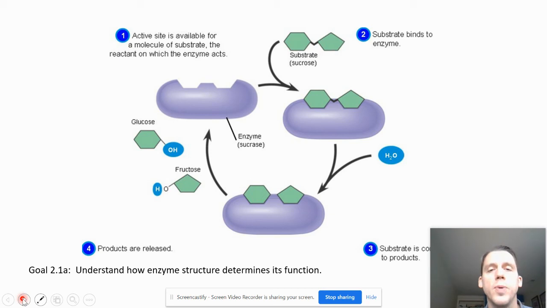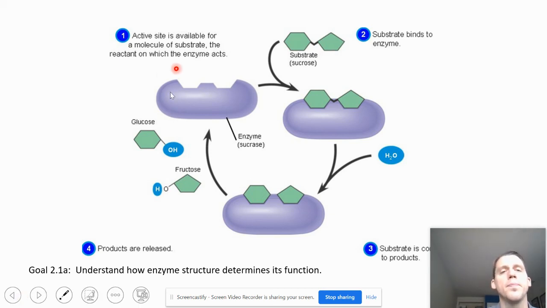All right, here we have a view. Here's our enzyme. There's our active site. Here's our substrate, sucrose. The substrate fits right in. The enzyme is going to apply a lot of pressure to that bond. It's going to break the bond, and fructose and glucose are going to be separated. And these are now your products, and they go on their way. The enzyme is empty, and the enzyme can be used again.